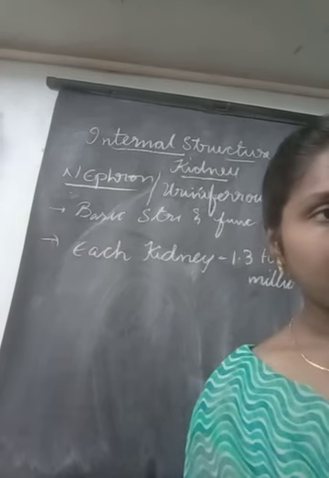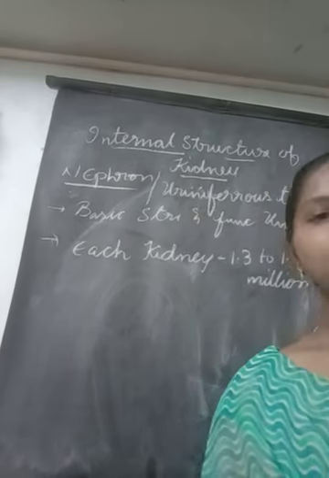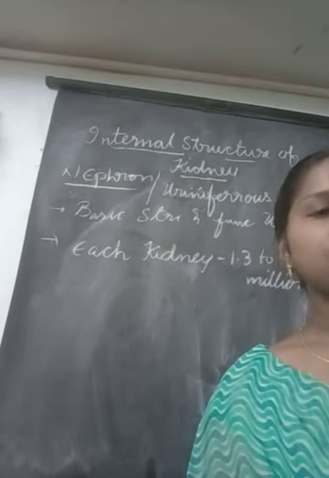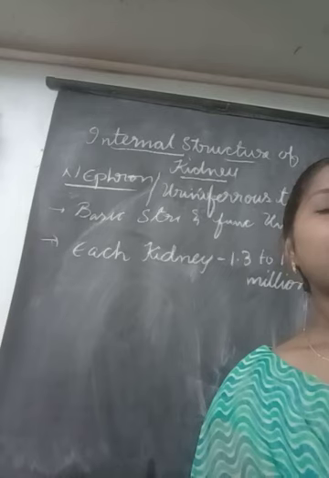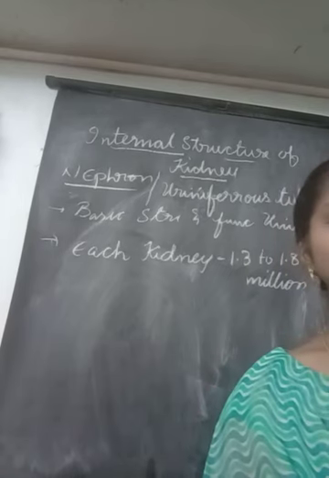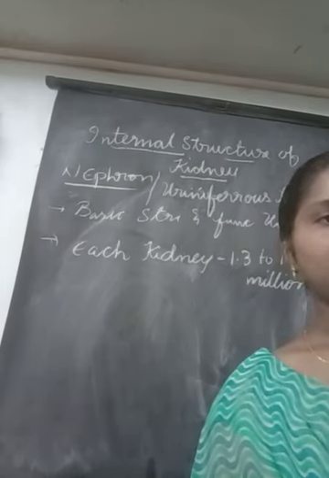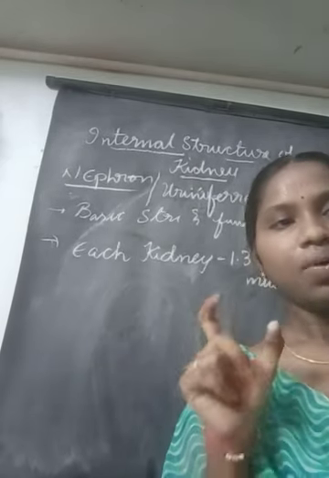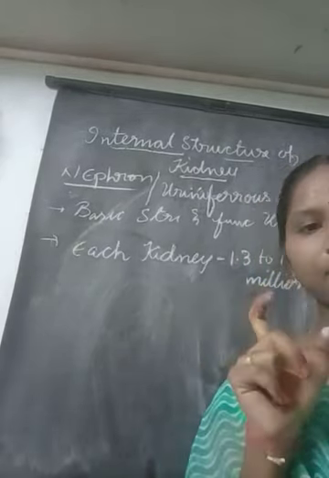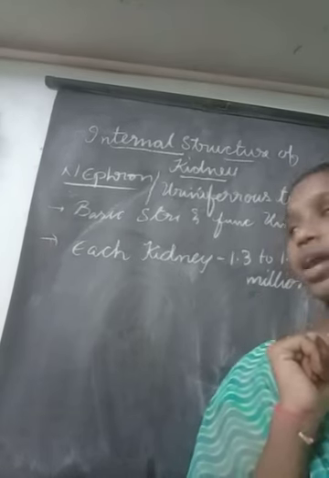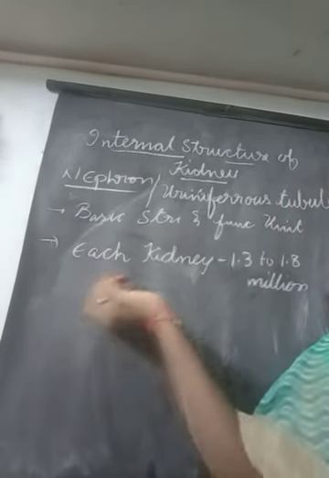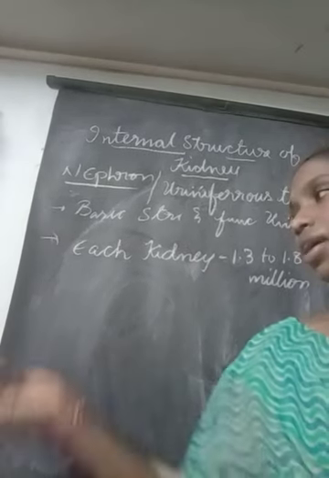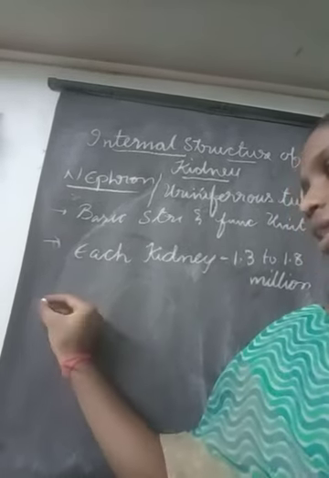So when we are getting old, slowly the working capacity of the nephron decreases. Understood? There will be no change in the number of nephrons, only the working capacity of the nephron changes. Each kidney is holding 1.3 to 1.8 million nephrons.